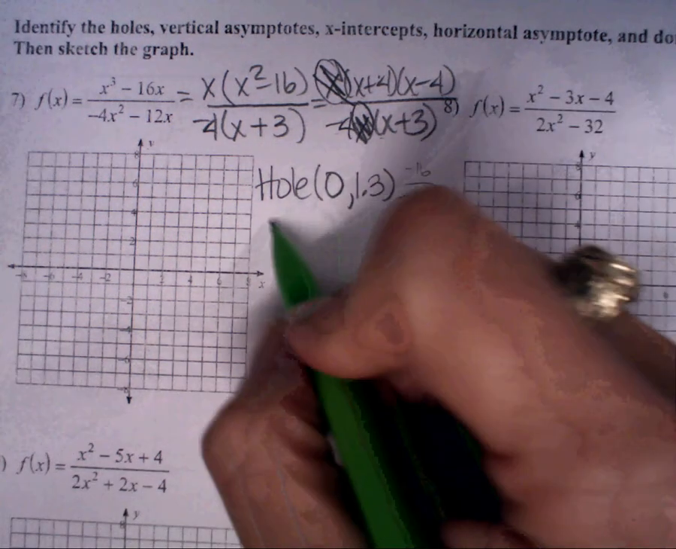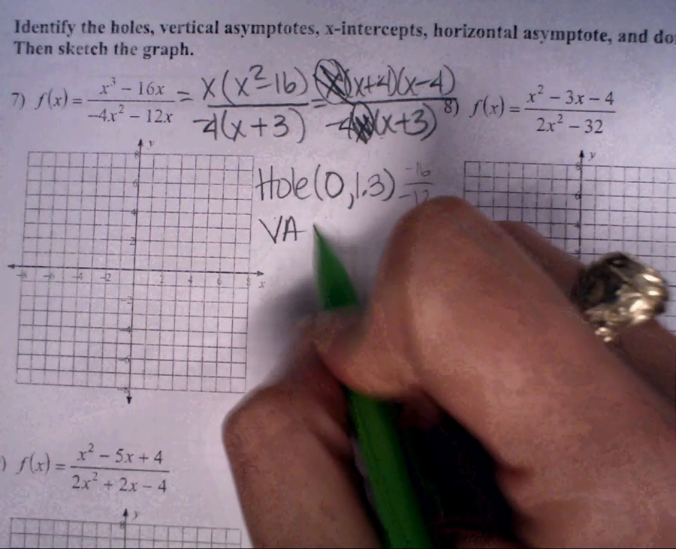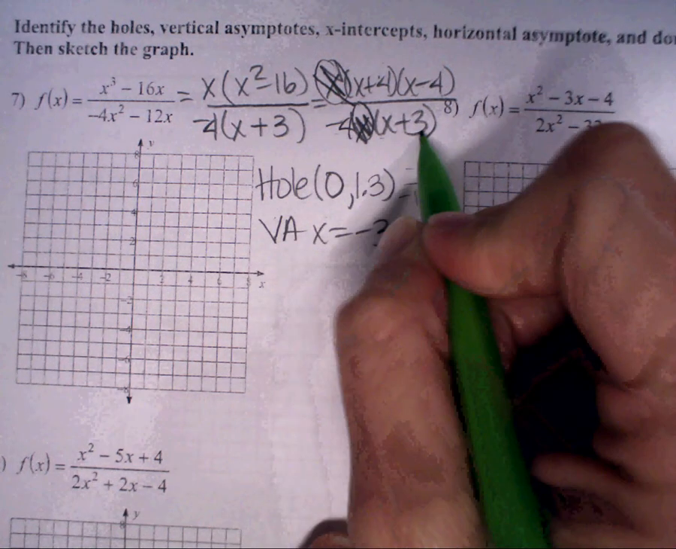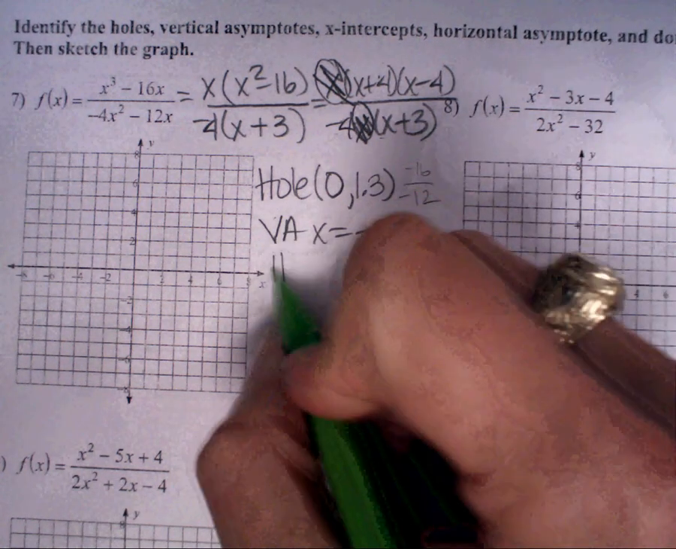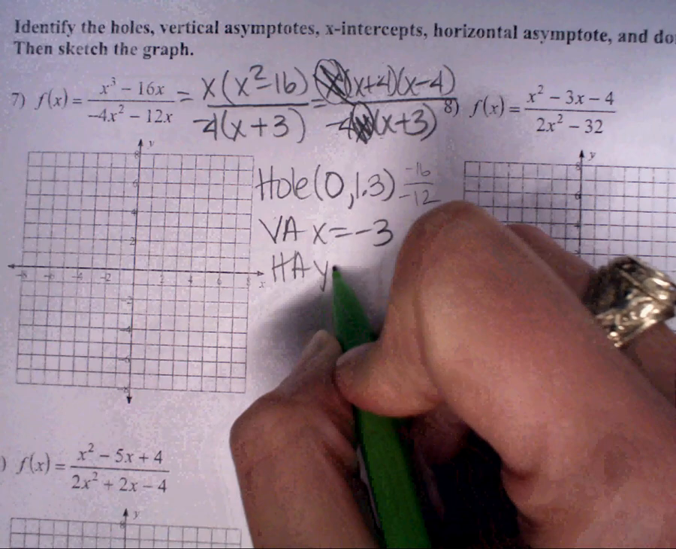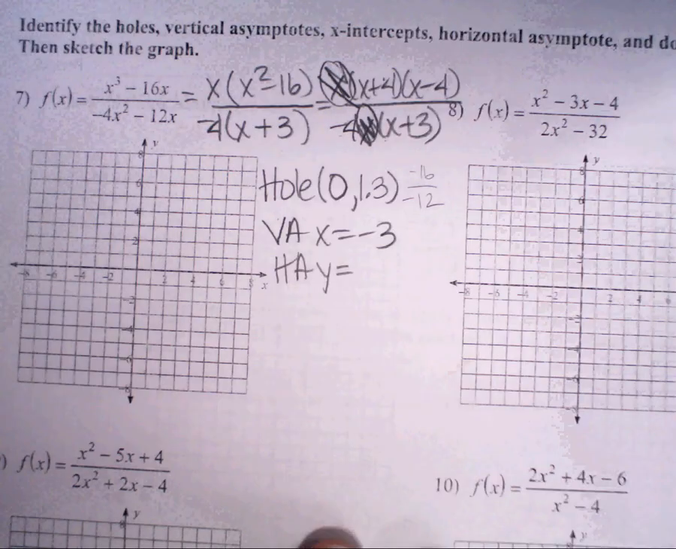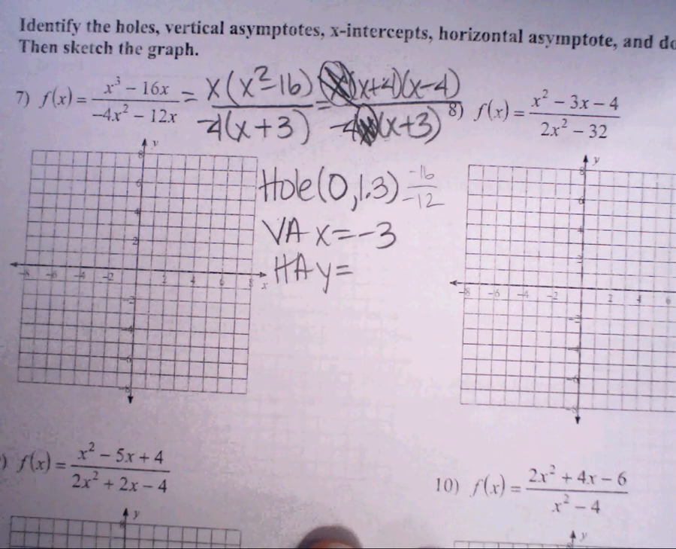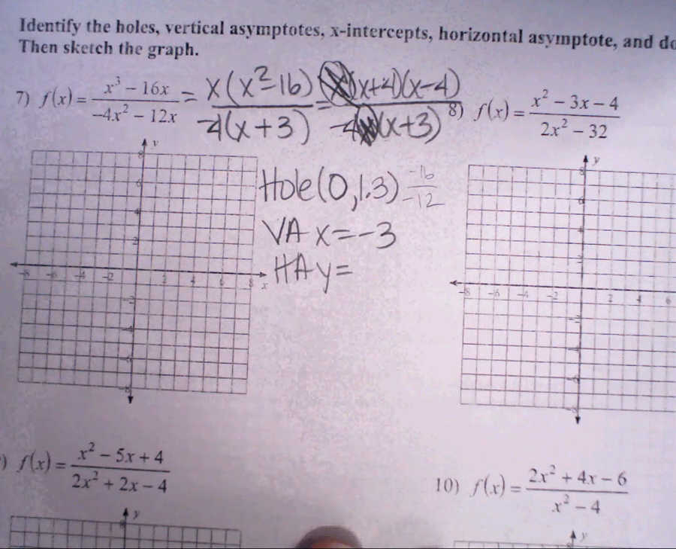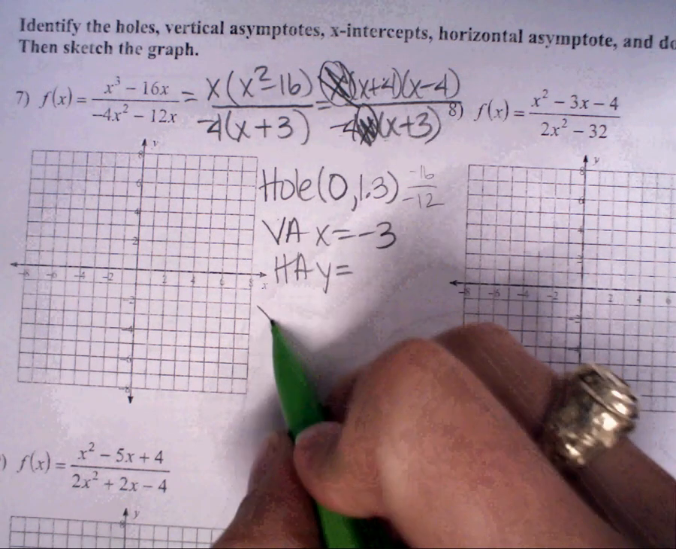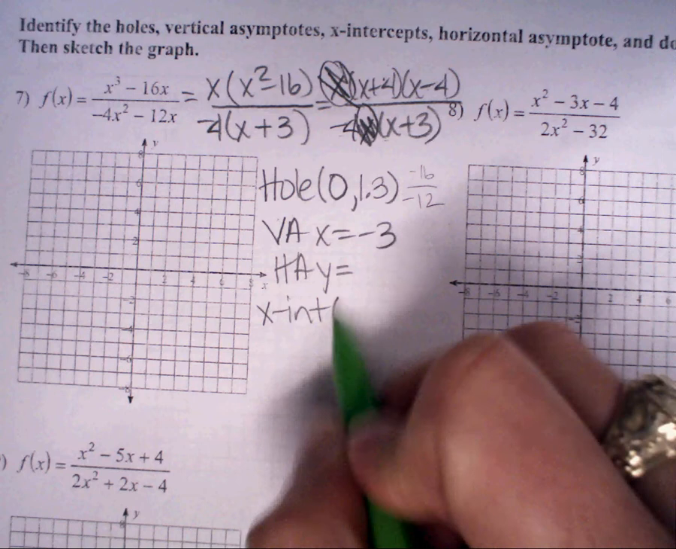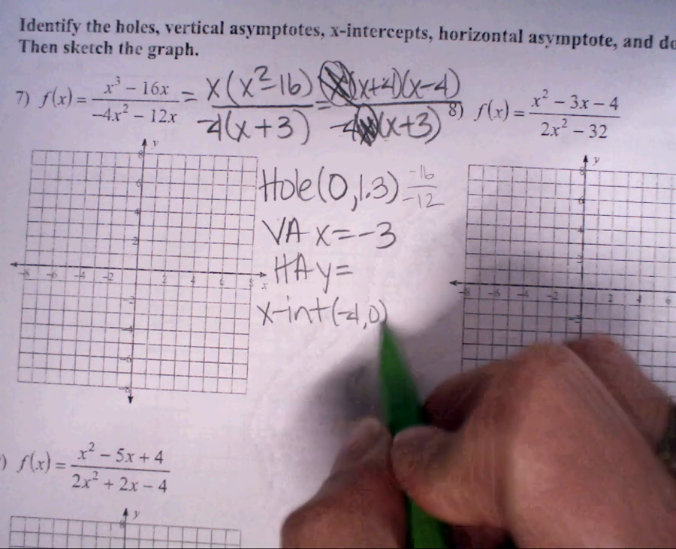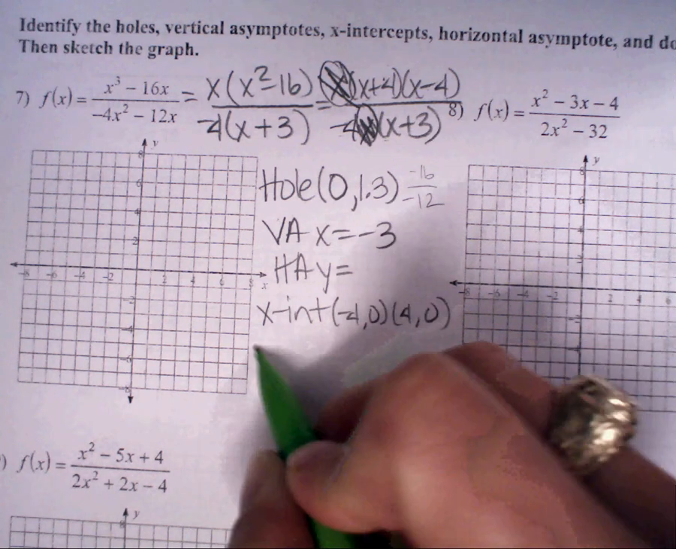So then what I have remaining is how I will state the VA, which is x equals negative 3. That's the denominator. The HA is y equals a slant, so I'll get to that in a little bit. And then my x-intercept comes from my numerator, negative 4, 0, and 4, 0.